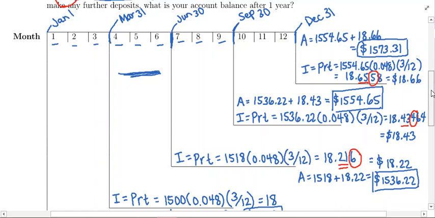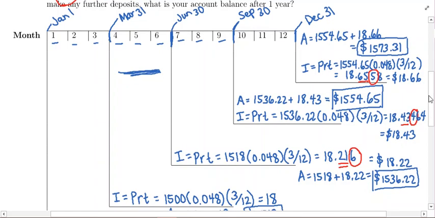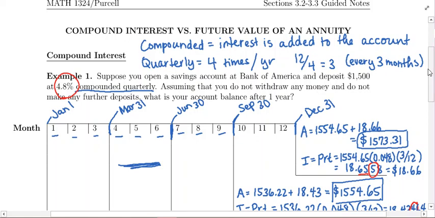That's the final answer to the question, because remember what we were trying to do: we put in our $1,500 and we invested it at a 4.8% interest rate. The interest was compounded quarterly, and if you look at our mapping, we added the interest 4 different times. No money was withdrawn. No further deposits were made. So the account balance after 1 year, and I'll go ahead and write it so we can see the answer clearly, the account balance after 1 year is $1,573.31.